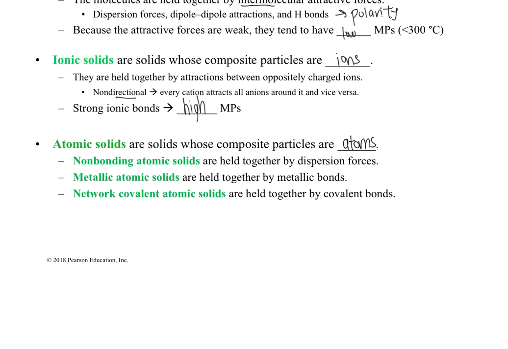They could either be non-bonding, so held together by dispersion forces. Since they're literal atoms and not molecules, they're always going to be nonpolar. They don't have any kind of directionality. Metallic compounds are held together by metallic bonds, which tend to be strong-ish. And network covalent atoms are held together by covalent bonds, hence covalent. And non-bonding should be a hint that we shouldn't have bonds, we should have IMFs, such as dispersion forces.